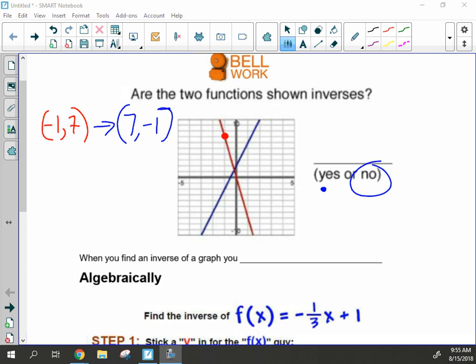Working with inverses just a little bit more. Yesterday was inverses from graphs. Today we're going to work with inverses from equations. So we're going to be doing some algebra. The concept is exactly the same though.